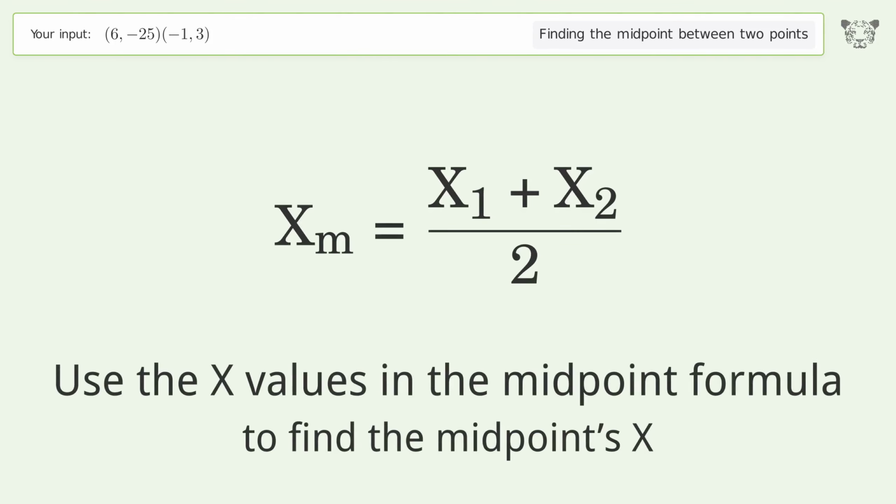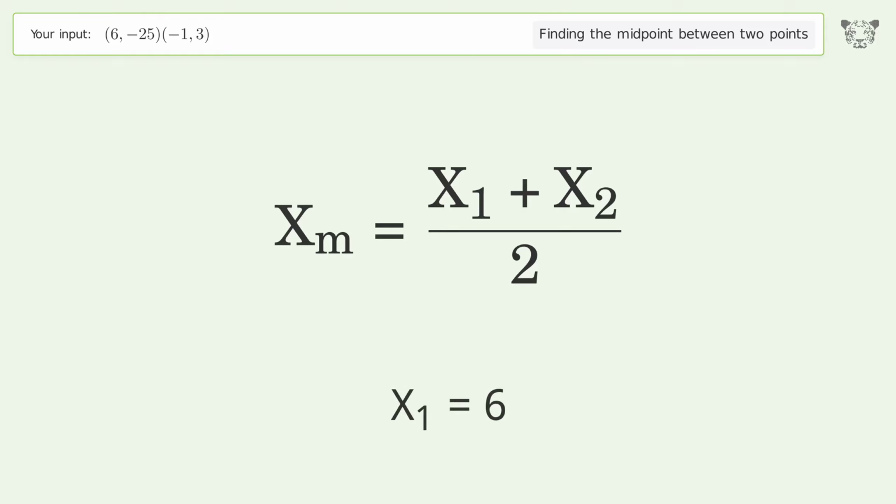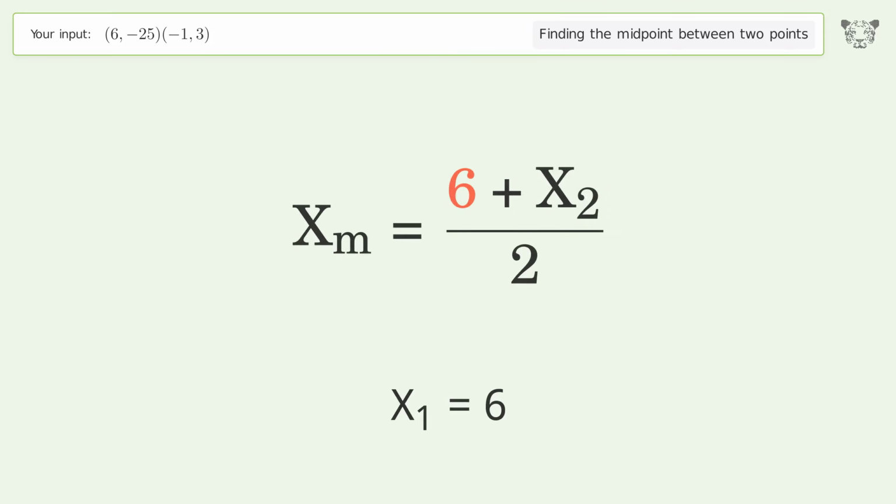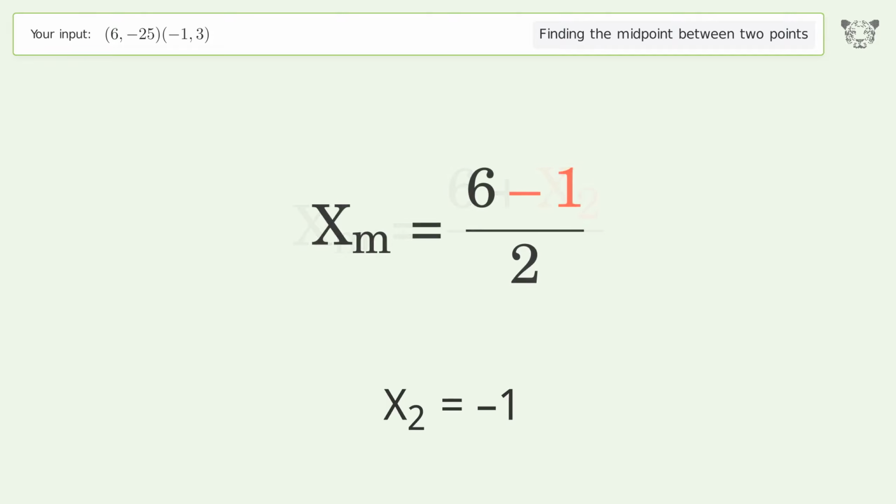Use the x values in the midpoint formula to find the midpoint's x. x1 equals 6. x2 equals -1. Simplify the arithmetic.